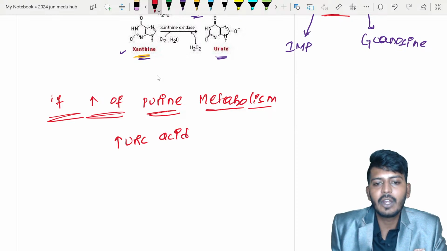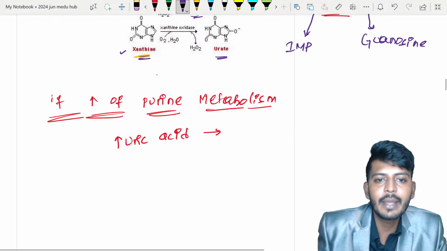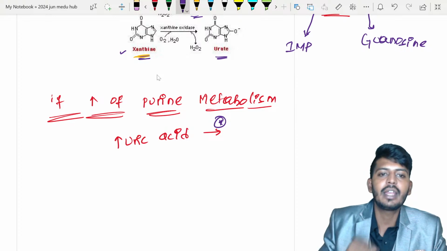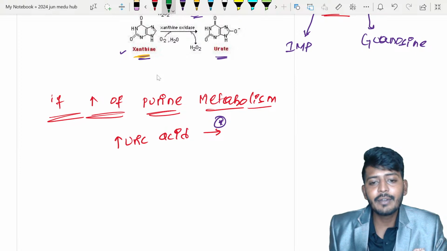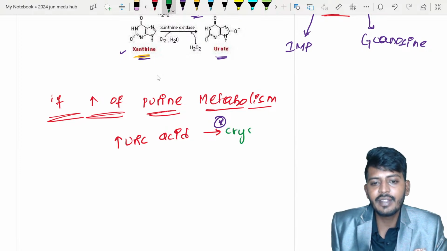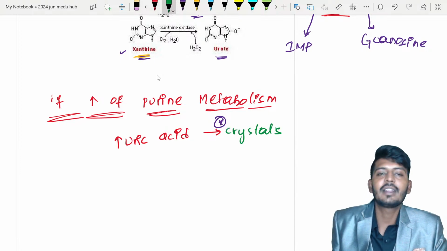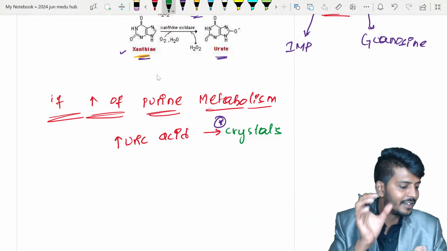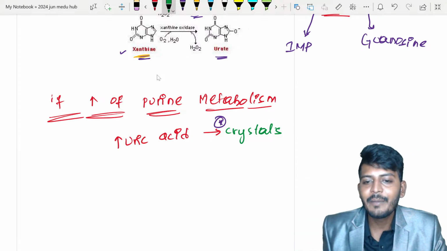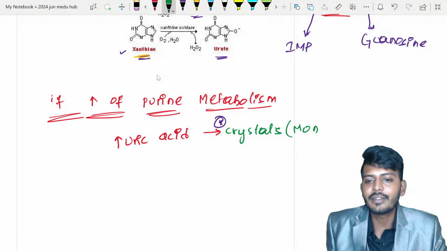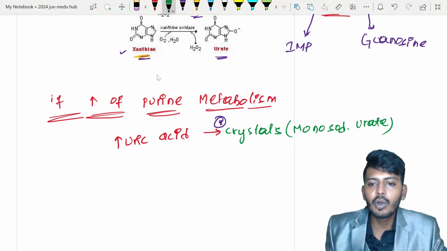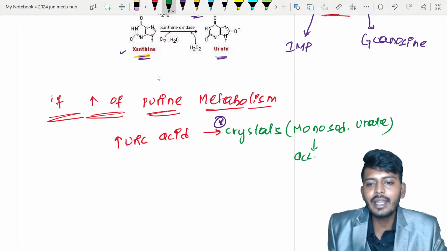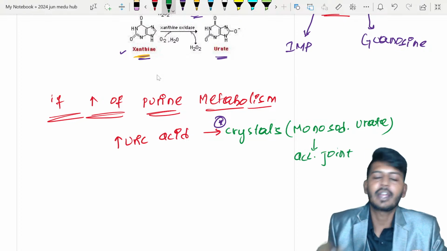Now this uric acid will get converted into something called, ये बहुत important MCQ है बच्चों, इसको भूलना नहीं है. Do not make this mistake, please remember. This is a very, very important MCQ. Uric acid will get converted into crystals. Crystals मतलब जो तुम सोच रहे हो वो crystal नहीं है. The crystals are monosodium urate crystals. This monosodium urate crystal accumulates in the joint. कहां पे? जॉइंट में अक्यूमुलेट होता है.